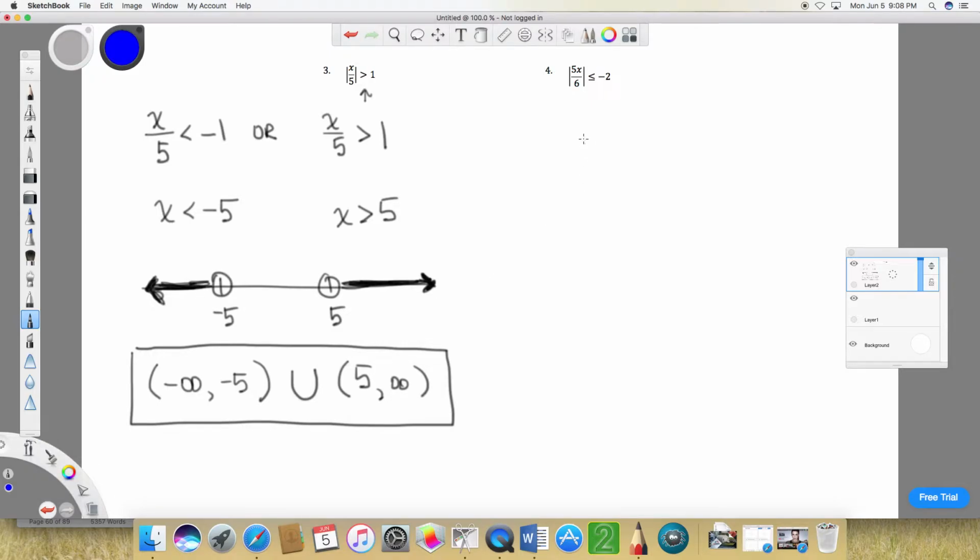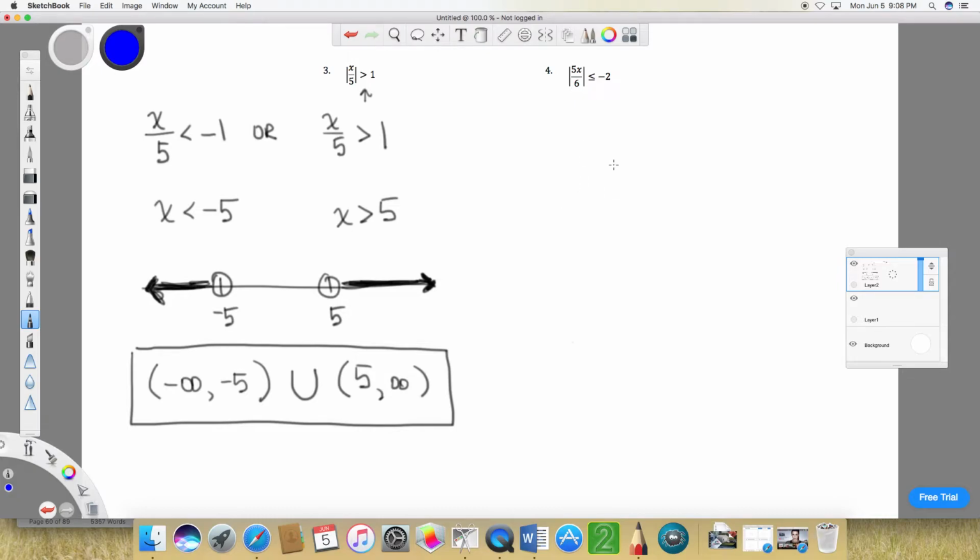All right. Let's take a look here at number 4. Now at number 4, there's something I noticed right away about number 4. Remember what absolute values are. Absolute values represent a distance from the origin.